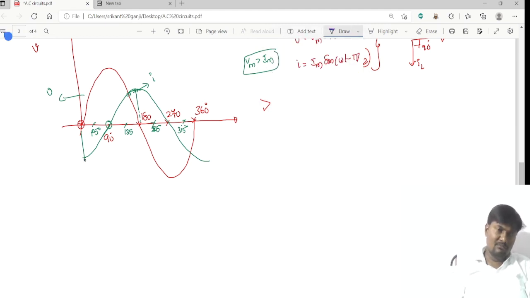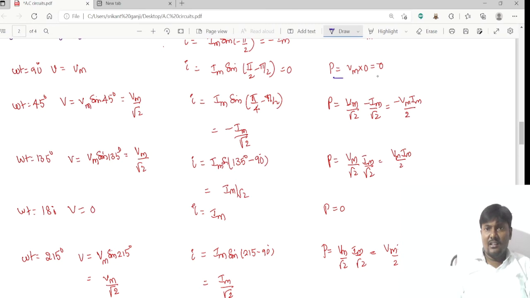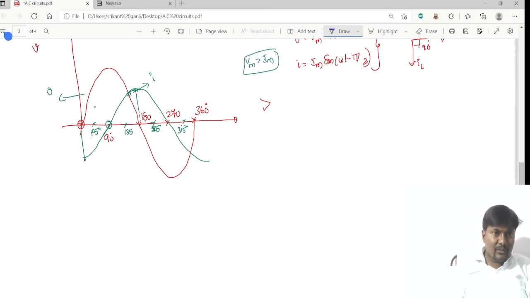At 0, into negative maximum is 0, and at 90 degrees the instantaneous power is 0. In between, at 45 degrees it has a magnitude, that too a negative magnitude, minus Vmax into I max by 2. So at 45 degrees the voltage is Vmax by root 2, and the current is minus I max by root 2. Then the product of these two is Vmax into I max by 2. At this position it is 0, and at 135 both are equal, so the waveform is like this. And at 180 the magnitude is 0.